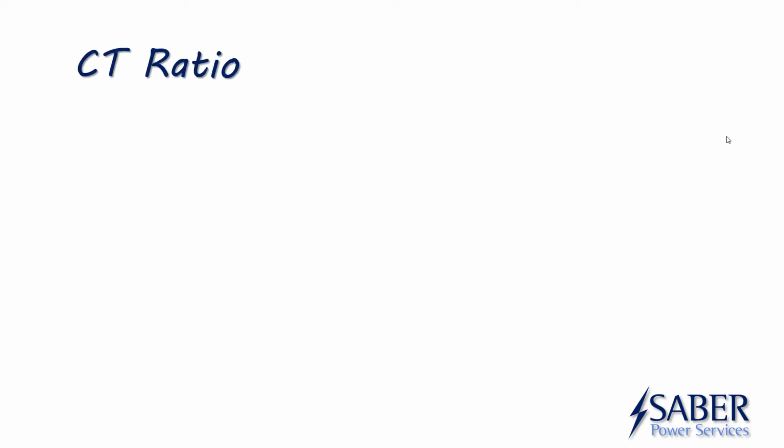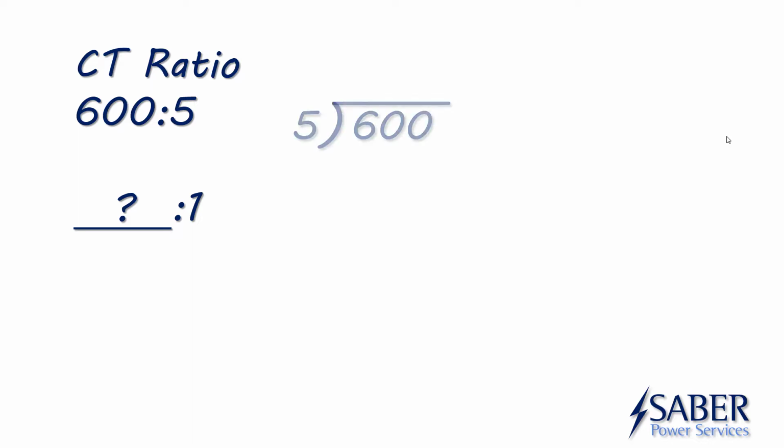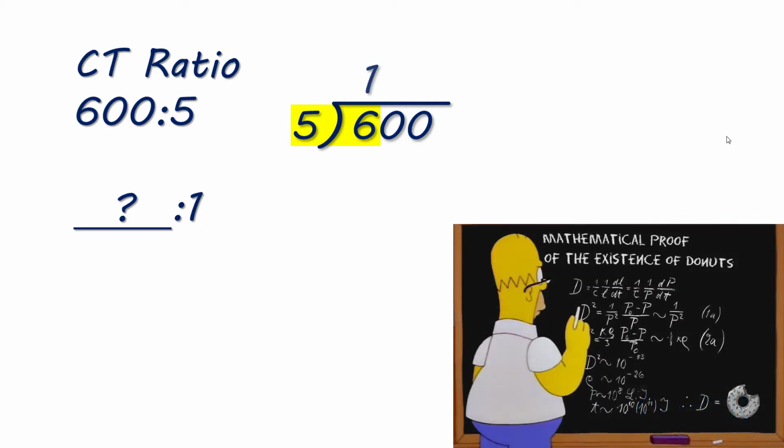CT ratios aren't that tough, but it does take a little bit of math. Just for fun, I picked a 600 to 5 CT, and we want to bring that to a ratio to 1. How do we do it? Well, we can go back to grade school and do it the long division way, and that's okay. How many times does 5 go into 6? One time. Multiply 5 by the 1, and then subtract the 5 from the 6, and you're left with 100.